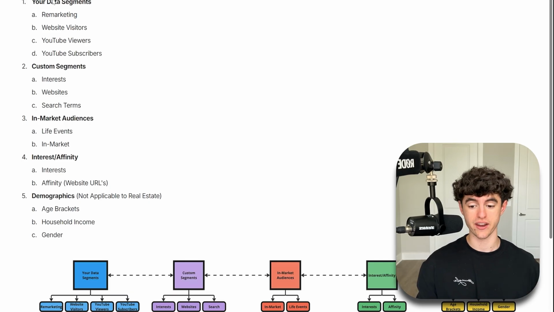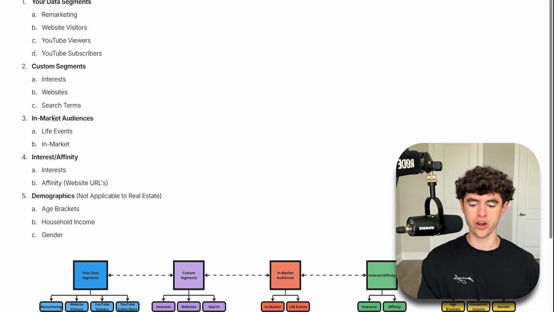So you have your own data segments, like remarketing campaigns, your existing website visitors, YouTube viewers, and YouTube subscribers. There's custom segments, which is people's interests, websites they've been searching that are relevant to buying or selling a home, and also just the relevant search terms as well.